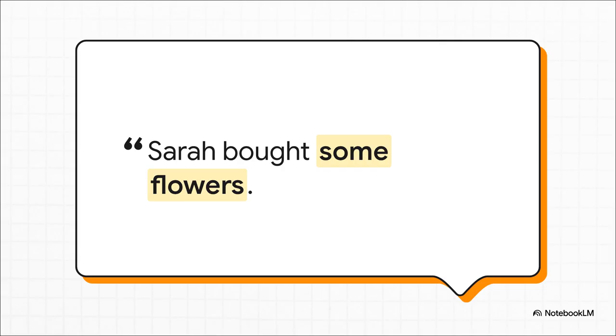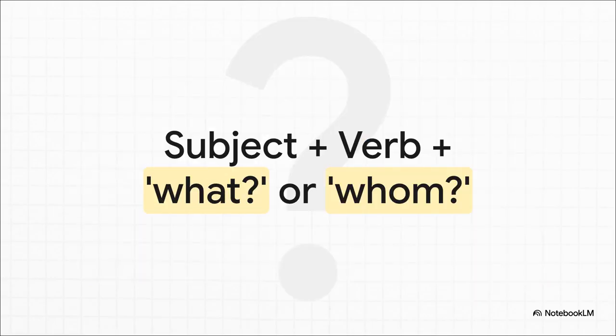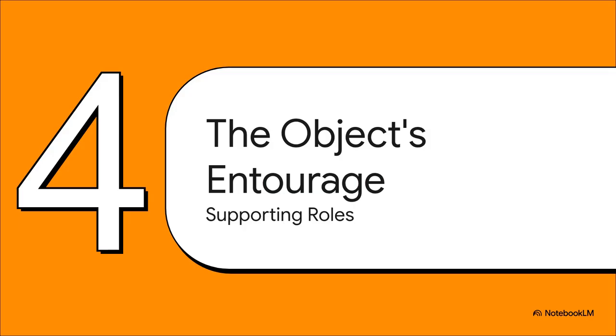Take a look at this one. Our subject, Sarah, is doing the action she bought. But that action of buying has to land somewhere, right? In this case, it lands directly on some flowers. Let me show you how we can prove it. And hey, just like for subjects, there's a secret question to find the direct object. All you do is take the subject, add the verb, and then ask what or whom. So for that last sentence, Sarah bought what? The answer is some flowers. Boom! That's your direct object. Simple as that.